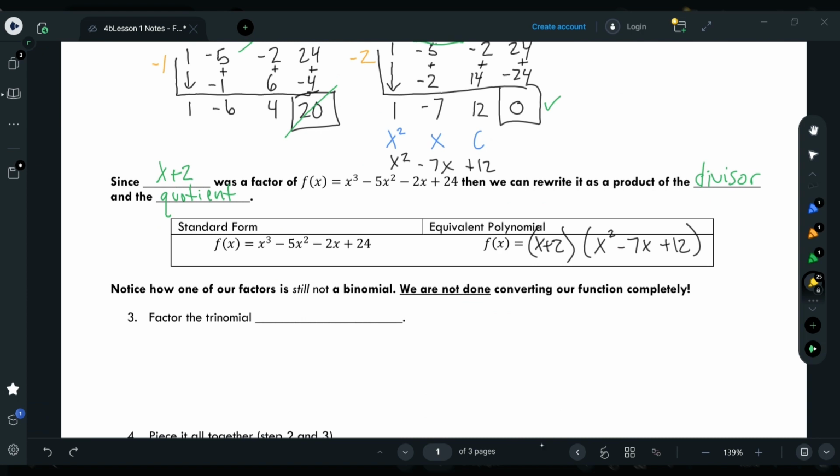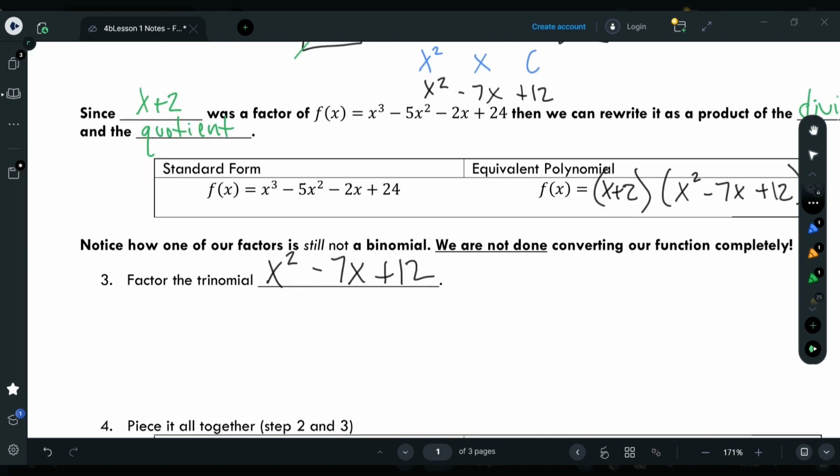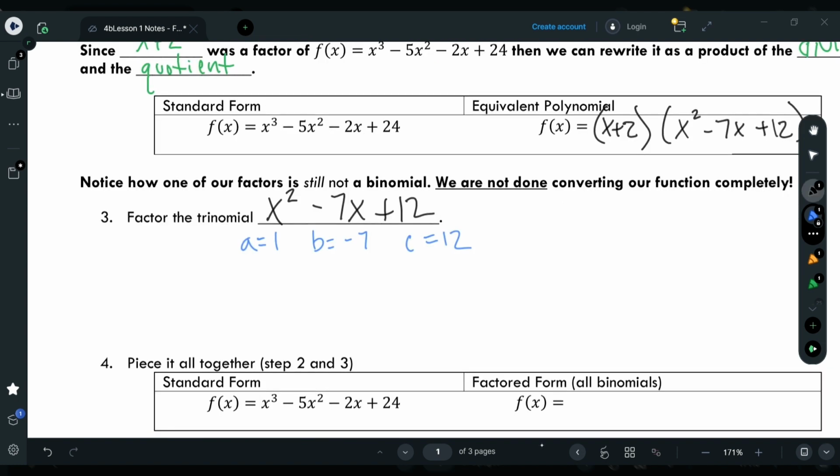Okay, here it says, notice how one of our factors is still not a binomial. That's this one here. This one is a trinomial. So that means we're not done. There's more to factor. So we're going to factor this trinomial. So let's write that down here. And hey, if you remember about factoring quadratics, this is what we've got here. We're going to write down our a, b, and c values, so just the coefficients. And then we can set this up in our bottoms up or diamond method.